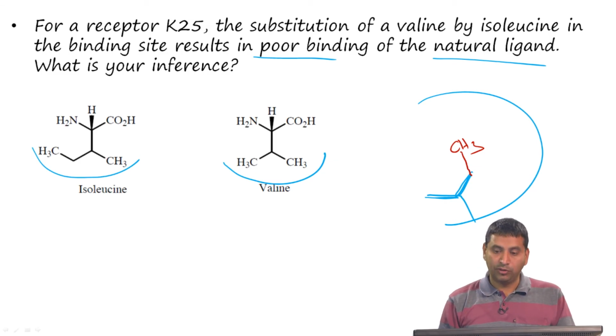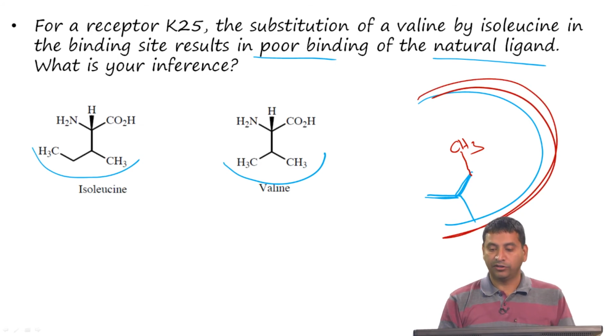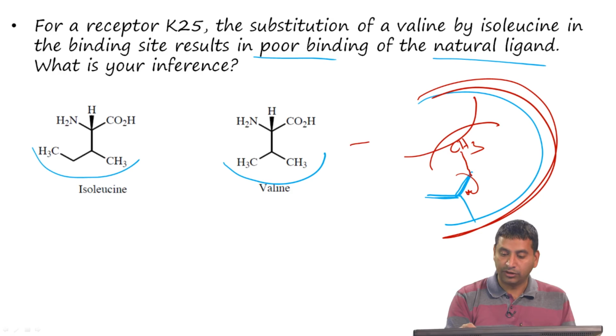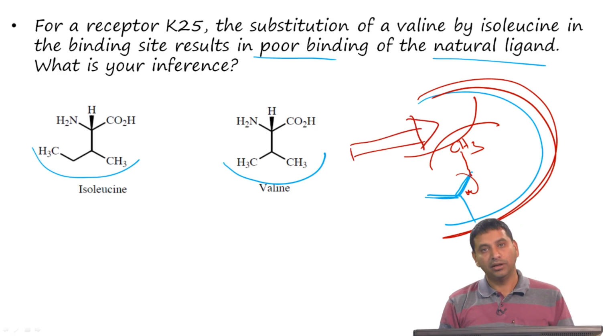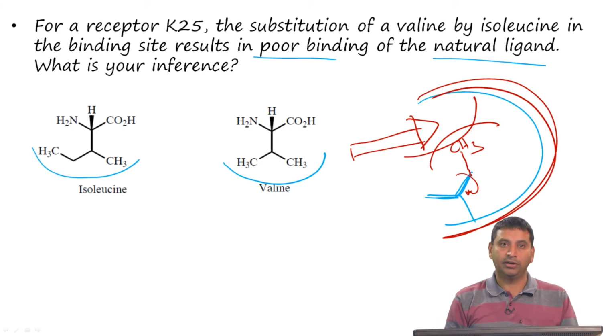So, it is possible that in the binding site of the receptor, by introducing this methyl group, although this carbon is going to rotate, you are increasing the steric hindrance over here, and so the ligand which approaches the receptor may be hindered. By carrying out a simple experiment where you replace valine by isoleucine, it is possible to make some inference about the binding site.